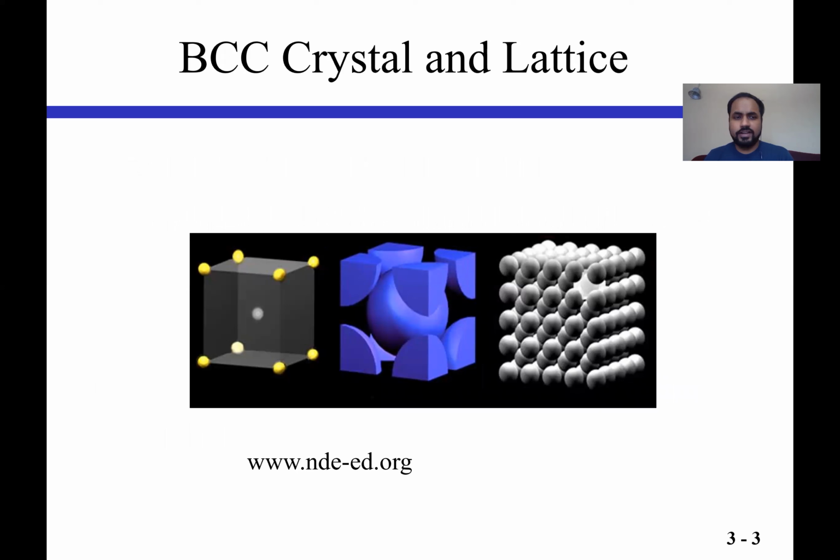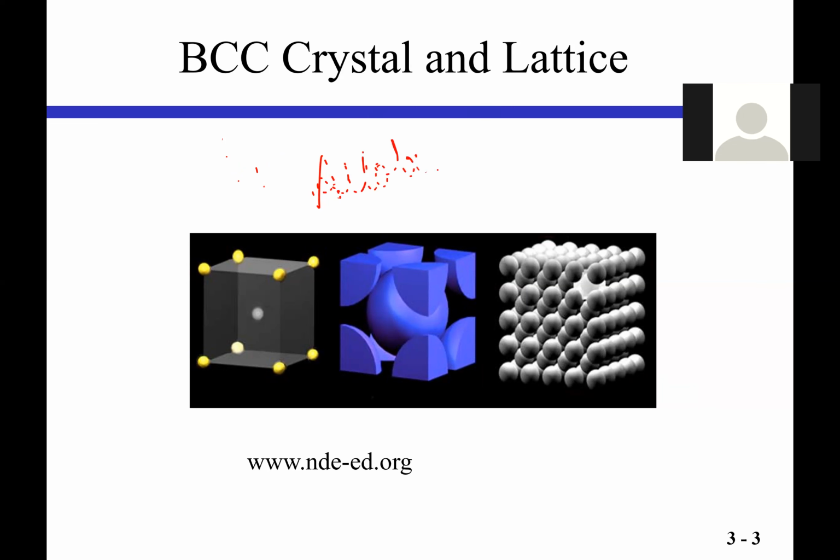Iron, you might be aware of this fact, shows something called allotropy. I'm trying to write it, but it's not working that great. What I'm trying to write is allotropy. So, iron shows this form called allotropy.